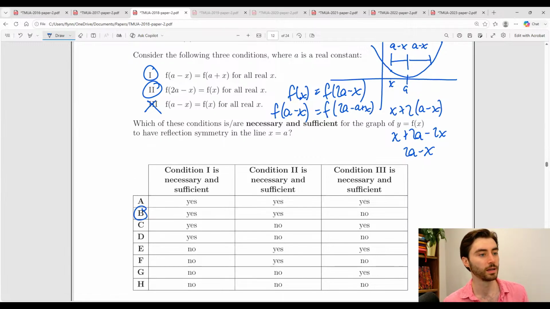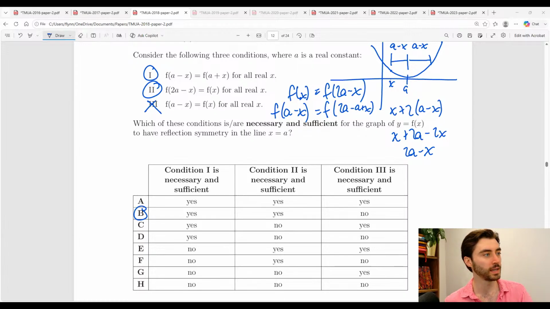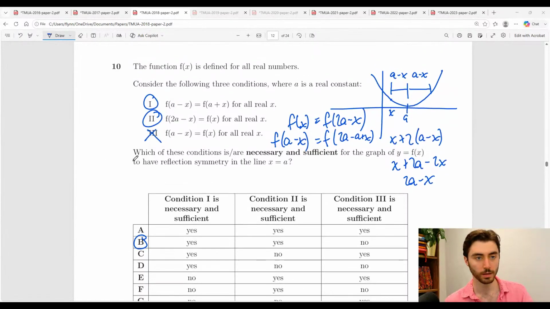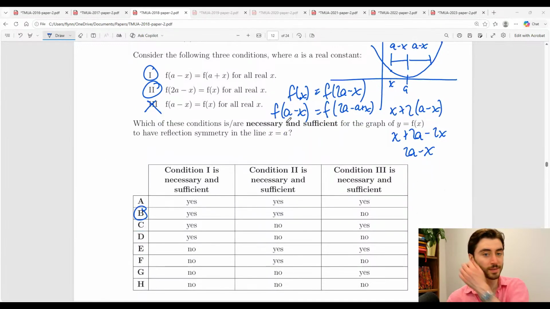Let me check. So 2018, answer key, is it B? For question 10, yes it is. So that one was more complicated, more from the maths perspective than the necessary and sufficient stuff. But that's how that works there.